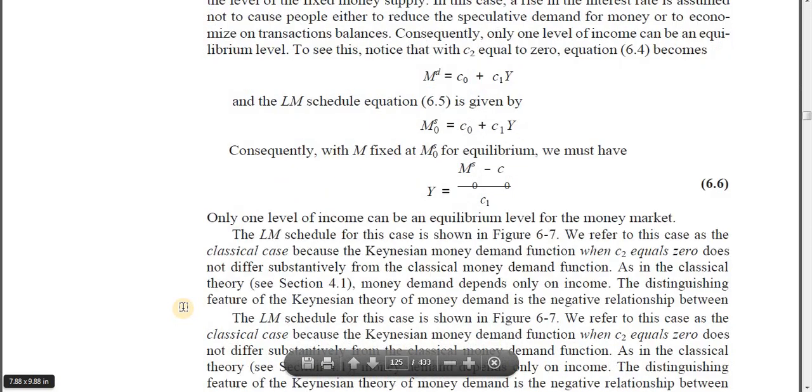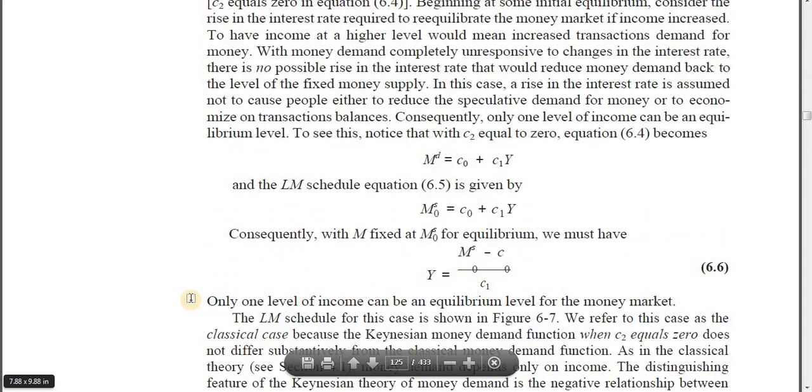In the next video we'll be seeing 2 special cases of the LM curve. Why exactly is it vertical, and why in some of the cases it is quite horizontal, nearly horizontal, which we call the liquidity trap.